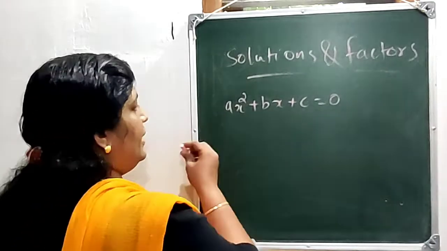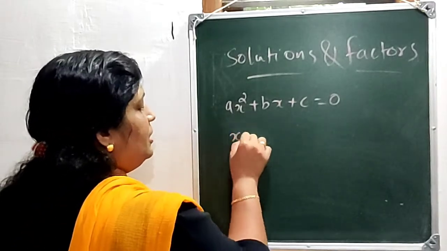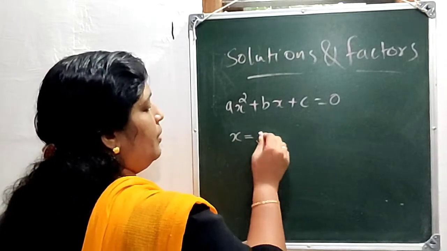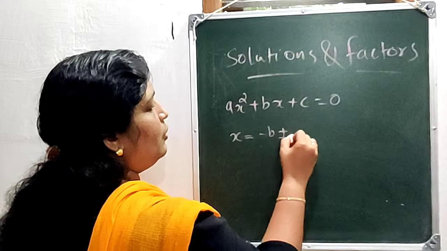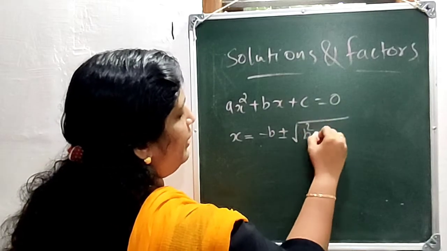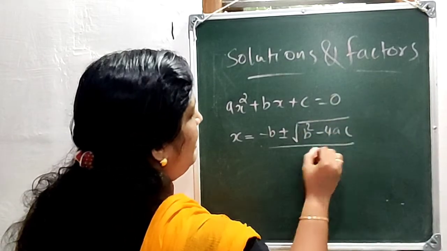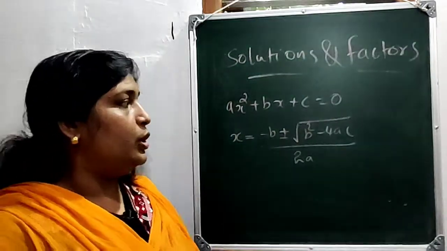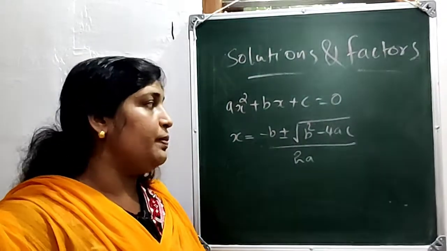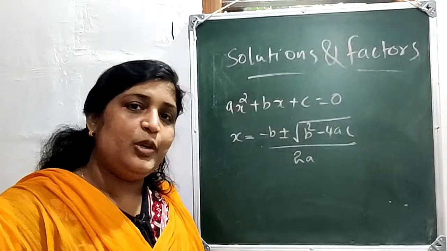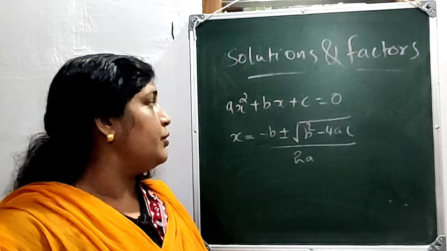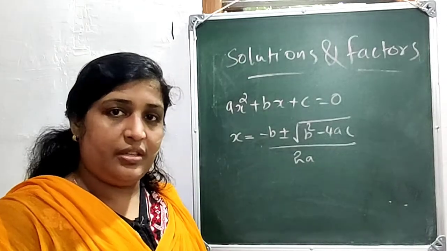Using the formula, we know that x is equal to minus b plus or minus root b square minus 4ac by 2a. This is how we find the roots of a second degree equation.